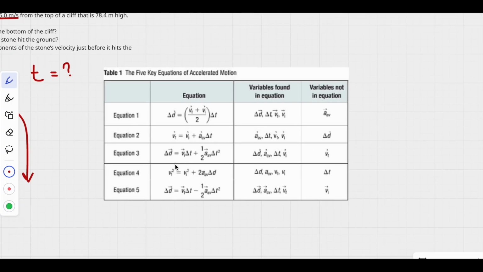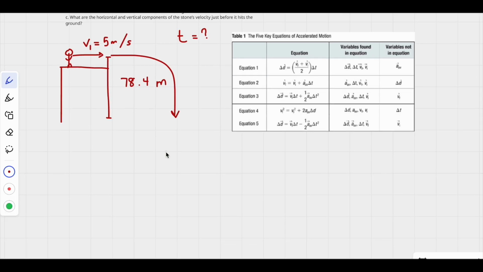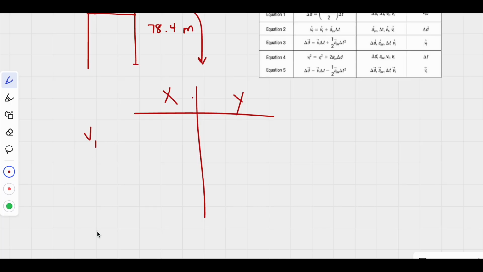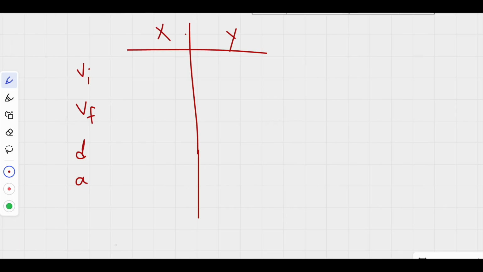In projectile motion, we split these up into the x and y directions. The way you want to label your variables as well need to be either x or y. So I always like to make a table for this. Let's say x direction, y direction. We have velocity 1 or v1 or v initial. We have velocity 2 or v final, we'll say vi, vf. We have distance, we have acceleration, and all of these can be in the x or the y direction.